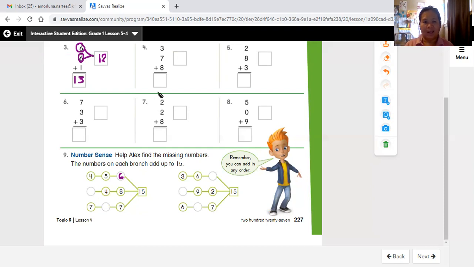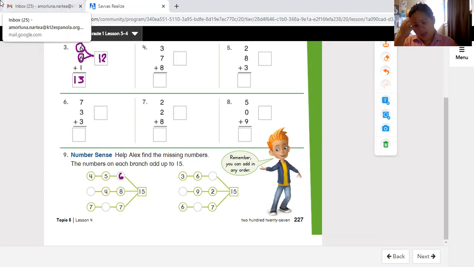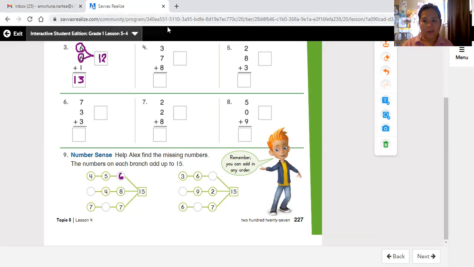Good luck. And please don't forget to post your answer later in our Google Classroom assignment. So that's all for today. And I hope after you answer this page 227 of your book, you really can say that you can find different strategies or different ways to add 3 numbers.